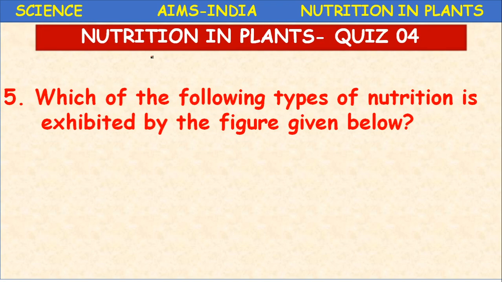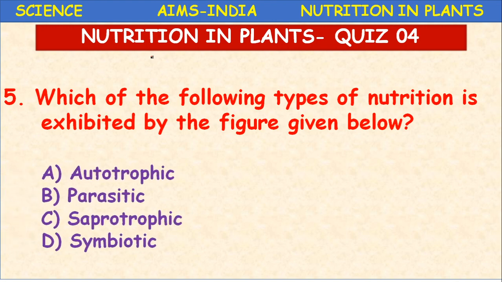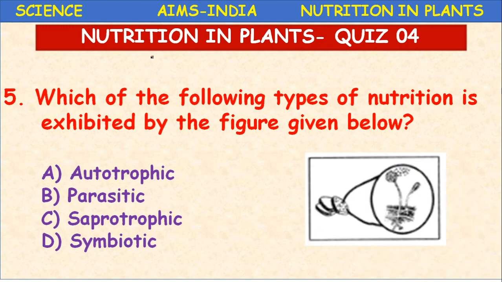Which of the following types of nutrition is exhibited by the figure given below? Autotrophic, parasitic, saprotrophic. Here one image is given. What is that? This is a bread on which this organism is growing. Okay. This is a mold, bread mold.